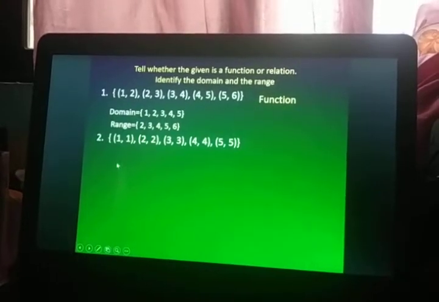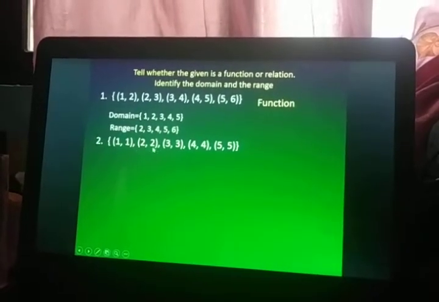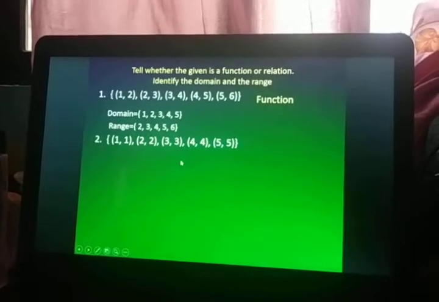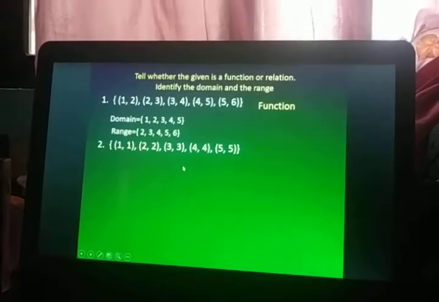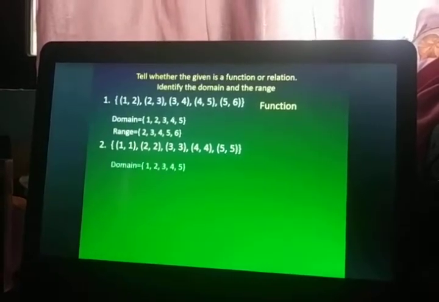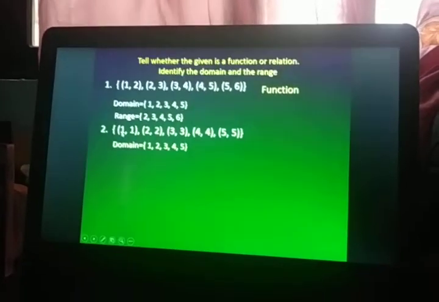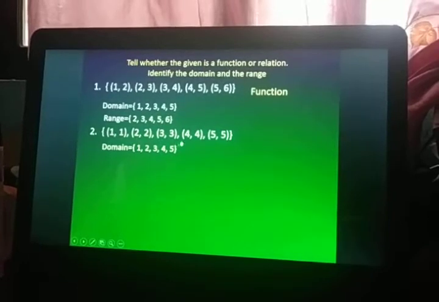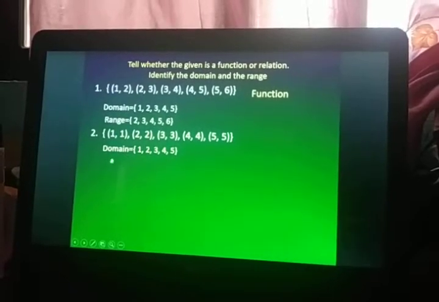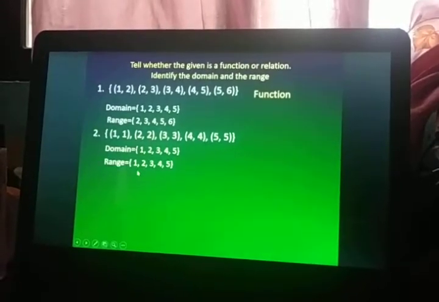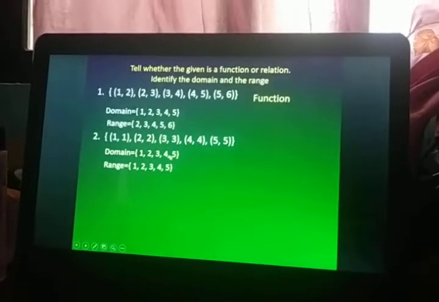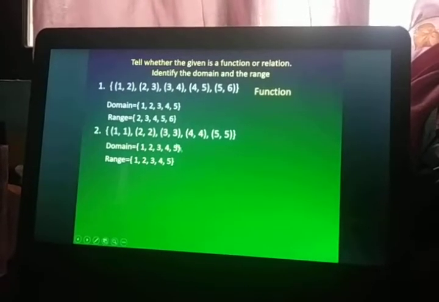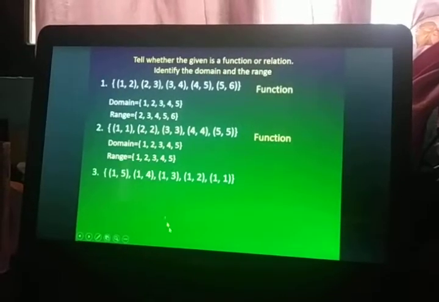There. Number 2, we'll have this. First, identify the domain. What are the first coordinates or x values or abscissa? Ang mga una, sa kada ordered pair, mga una nga number. 1, 2, 3, 4, 5, correct? And then the range. Okay, they are the same. But the question is, is there a repetition in the domain? May nagsulit sa domain? Wala. So still, this is a function.